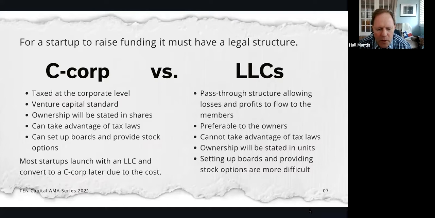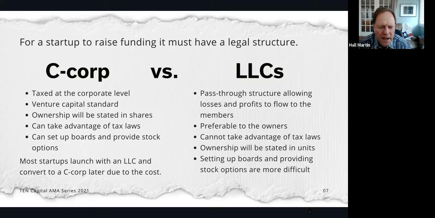And if you're in a C corporation, you can take advantage of the tax laws such as 1202, 1045, and 1244, which basically reduces your tax burden, gives you zero capital gains on some of these, and lets you take gains from one startup and put them into another startup without having to pay tax on it. But those only work with a C corporation. And then C corps are very good about setting up boards and providing stock options. LLCs are not so good at that. Technically, you can do that with an LLC. I rarely see that, but you can do it, though it's more difficult.